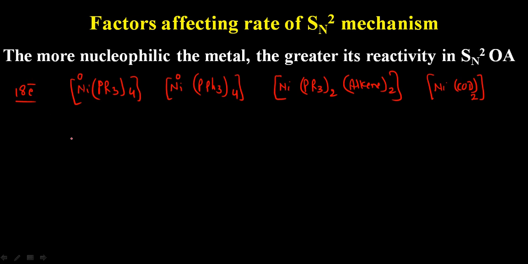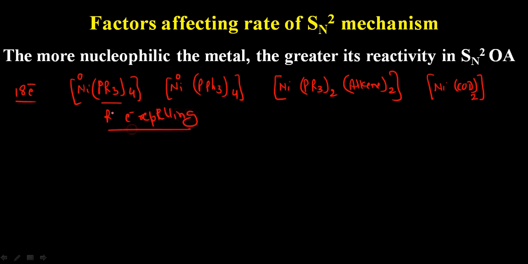So what is the effect of these substituents? We know that alkyl groups are electron repelling in nature, so they will increase the electron density on nickel.